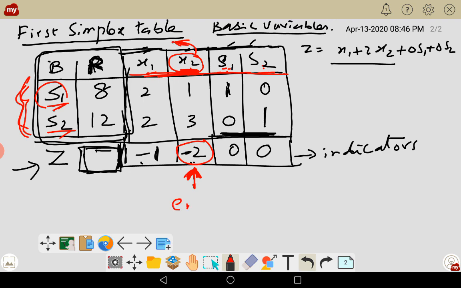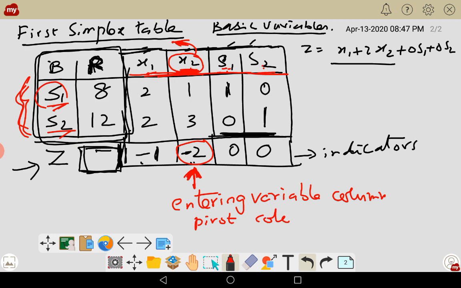We call it entering variable column, or you can call it pivot column, or you can call it key column, isn't it? There are different words for them: entering variable column, pivot column, or key column. Fine. This column is now an important column for us.